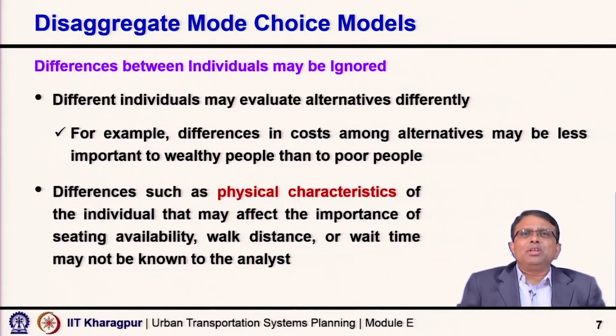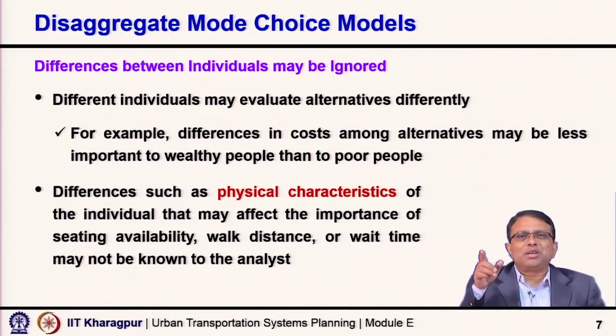So, differences between individuals may be ignored. We are considering everybody the same because we have taken one or two characteristics in the model, say income or maybe age or occupation, maybe 1, 2, 3 variables at maximum that we can take. And we are thinking that just by those 3 characteristics we are making everybody the same.